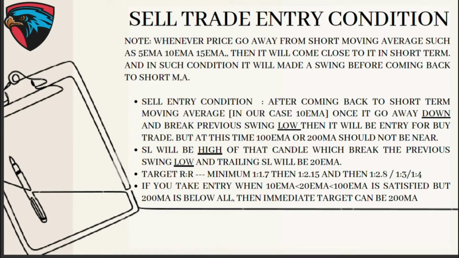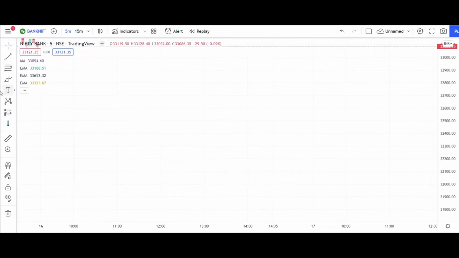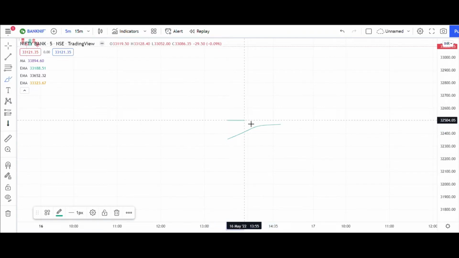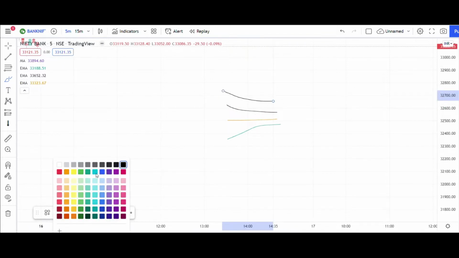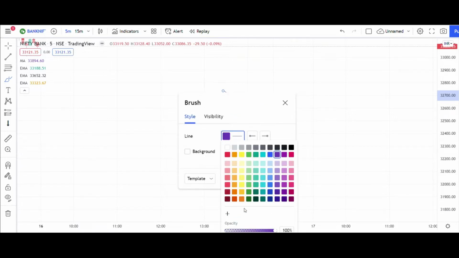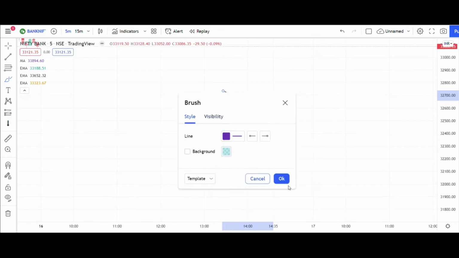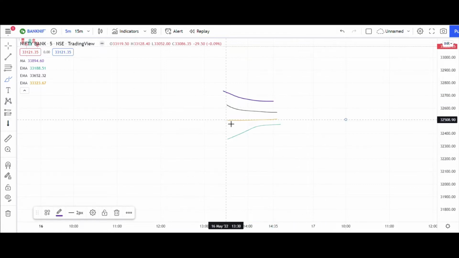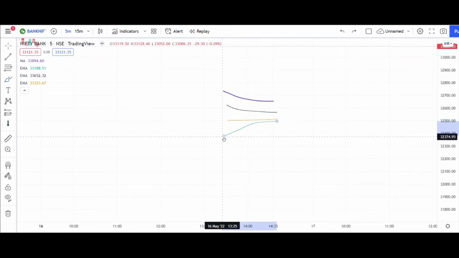So let me just give you one example. We will mark the 10 exponential moving average as green, then 20 exponential moving average as orange, 100 exponential moving average as black, and 200 moving average as blue, as purple, and we will make it a bit thick, or you can also make it a dotted line. So how we can trade in this rule.